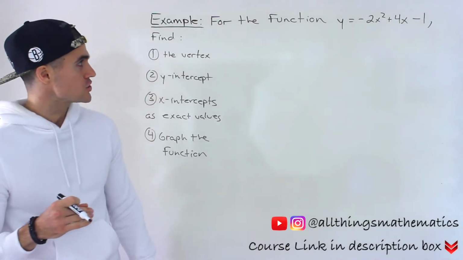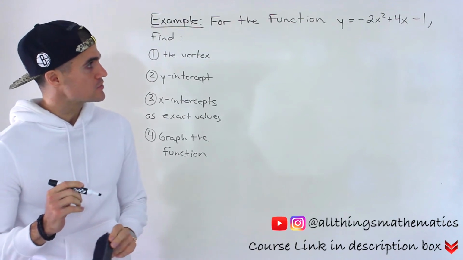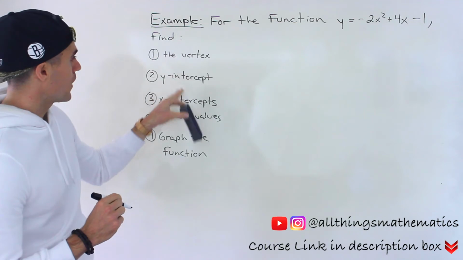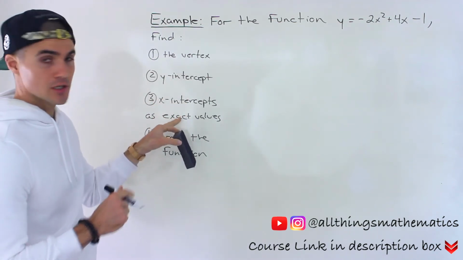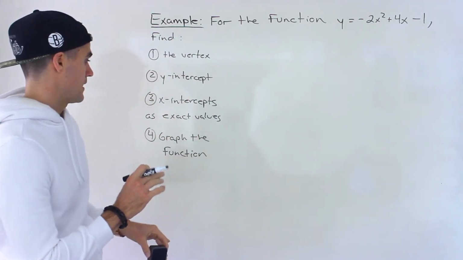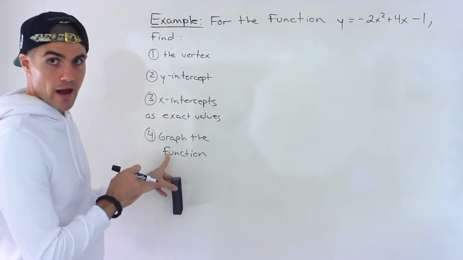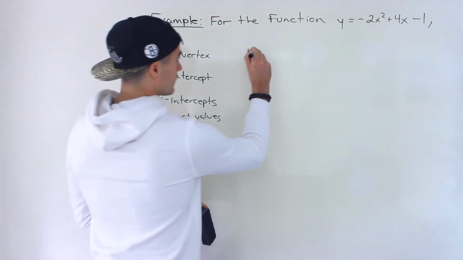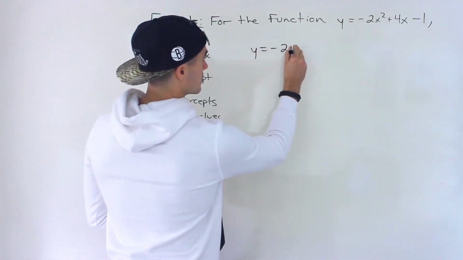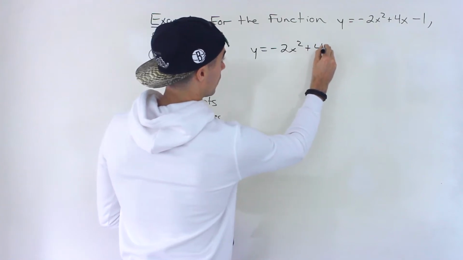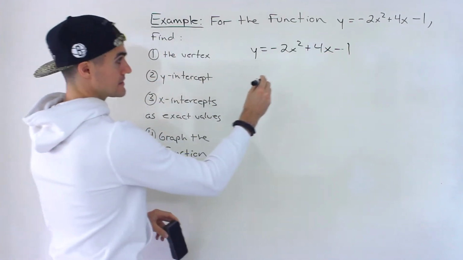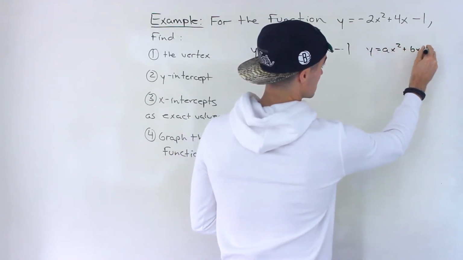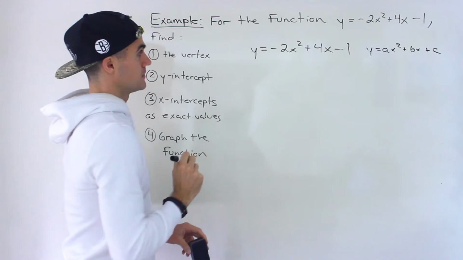And in this next question, we are given this quadratic y equals negative 2x squared plus 4x minus 1. And we have to find the vertex, the y-intercept, the x-intercepts, and they're actually going to be exact values, not integers. And then with all that information, we're going to graph the function. So notice we're given this quadratic in standard form. Right? It's in the form y equals ax squared plus bx plus c.